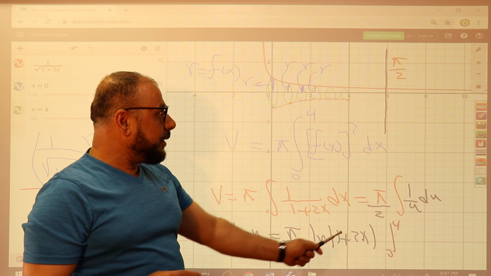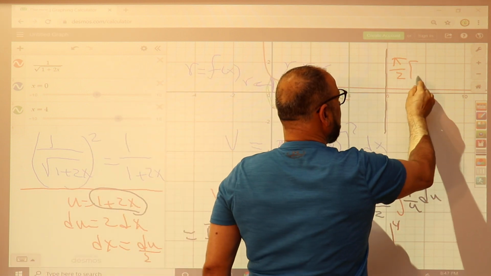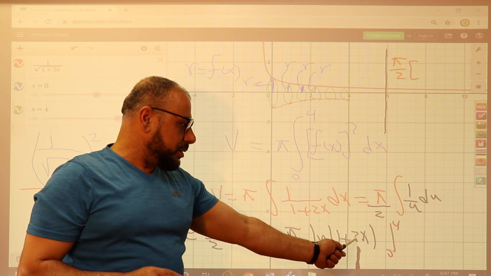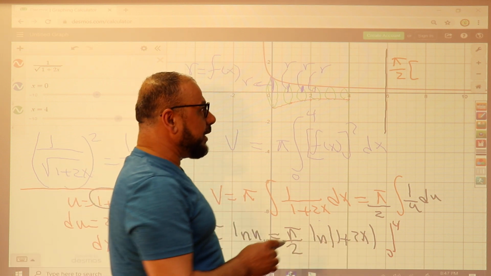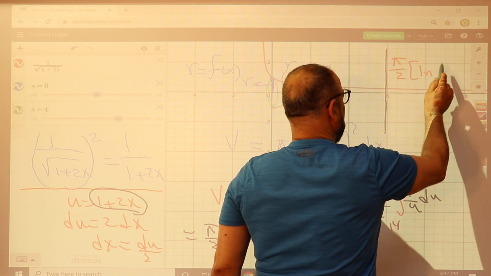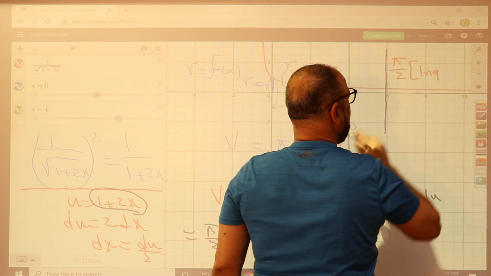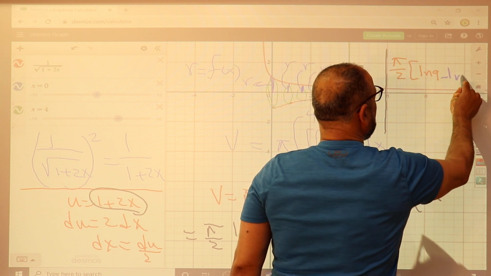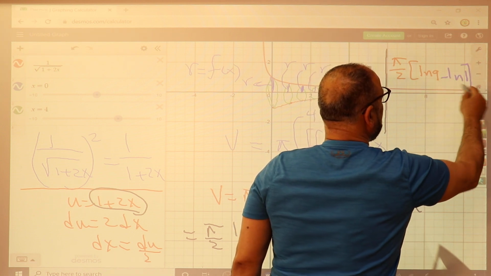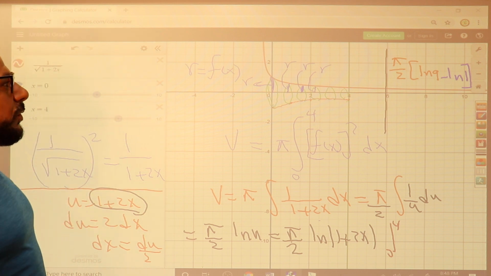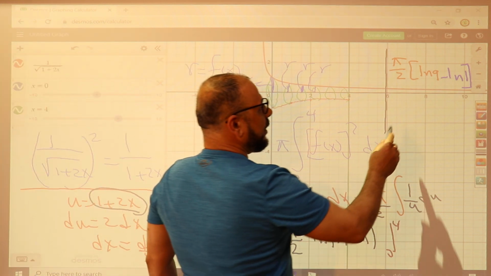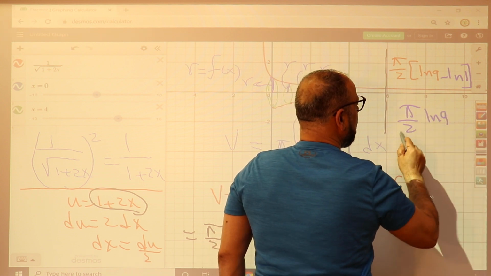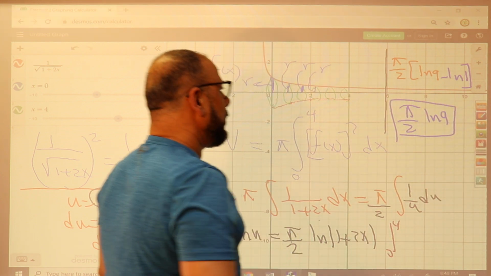1, look here, open bracket. If you plug the 4, 1 plus 8 is 9, right? Ln 9 minus ln 1, right? But what does ln 1 equal? 0. Everyone knows that. Ln 1 is 0. Then pi over 2 ln 9 is the volume. This is my answer.